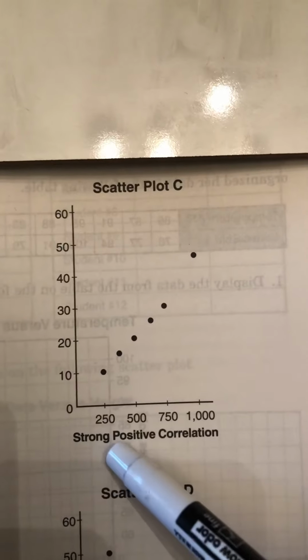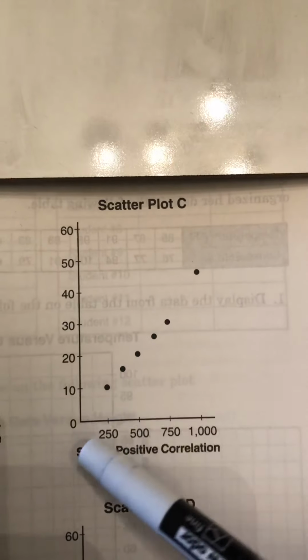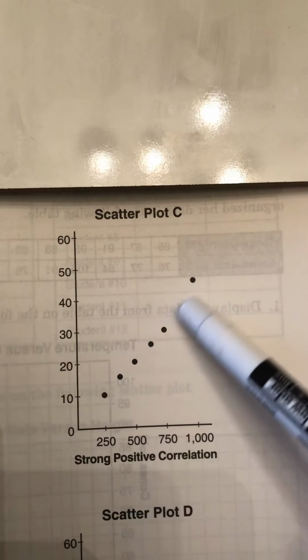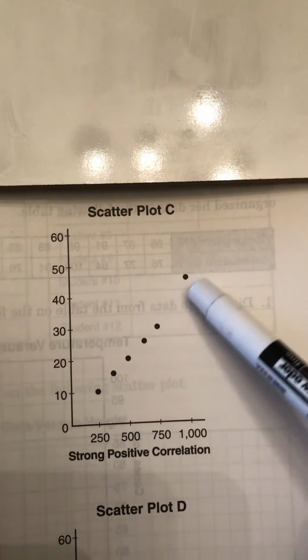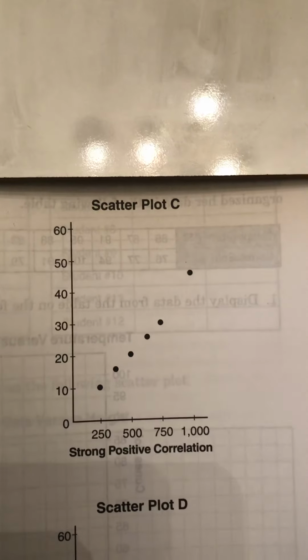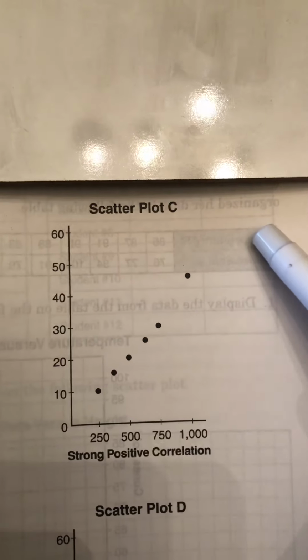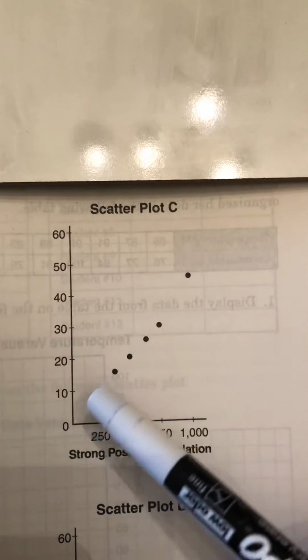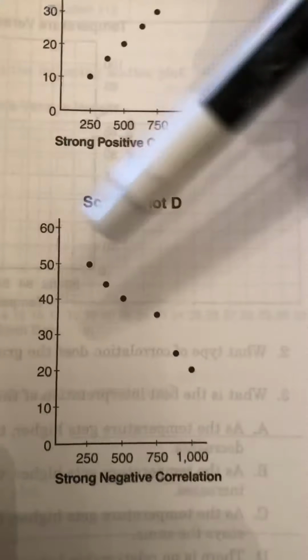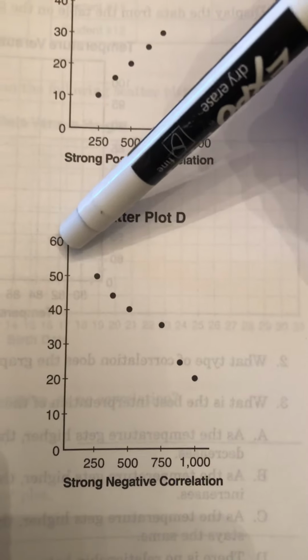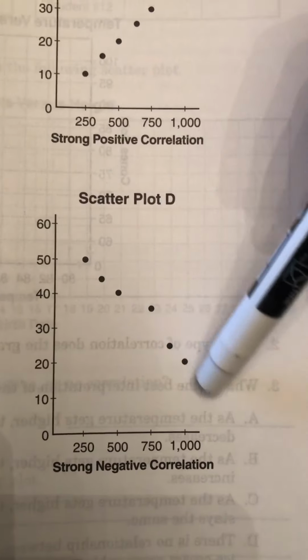Okay. Now, the third one here, this is a strong positive correlation, because if you look, they almost form a straight line. You could draw a line between most of those points, but not all of the points. It's positive because the slope's in a positive direction, and it's strong because of how close it is to forming a line. The last one down here would be a strong negative correlation because it has a negative slope to the line.